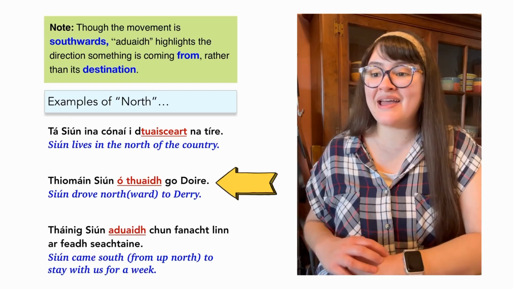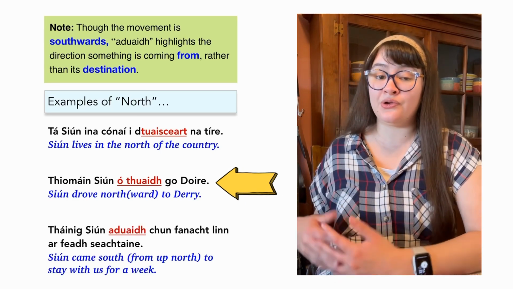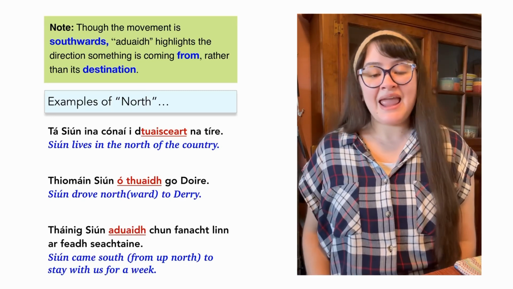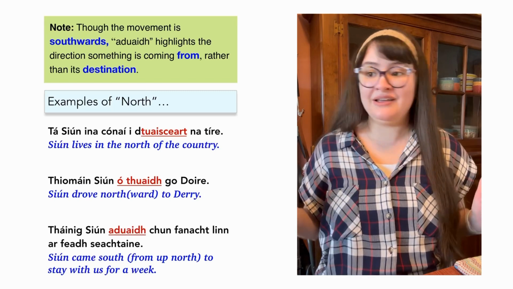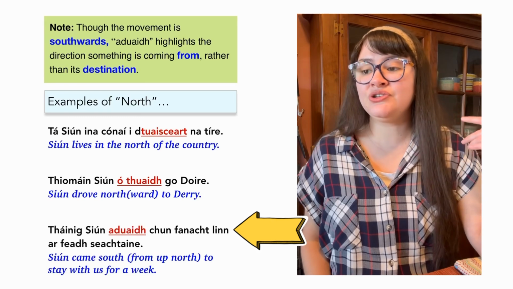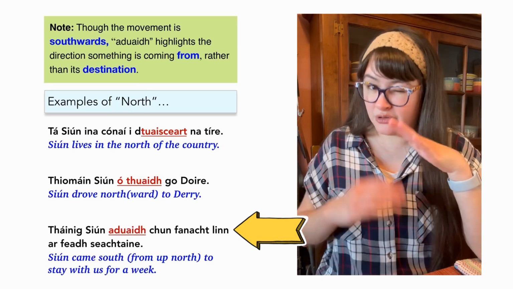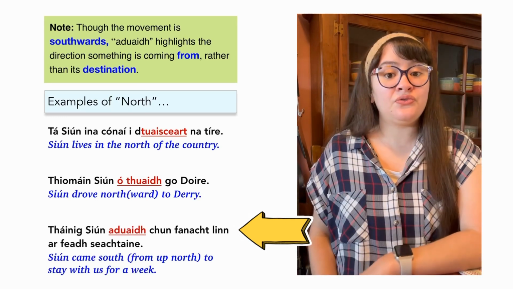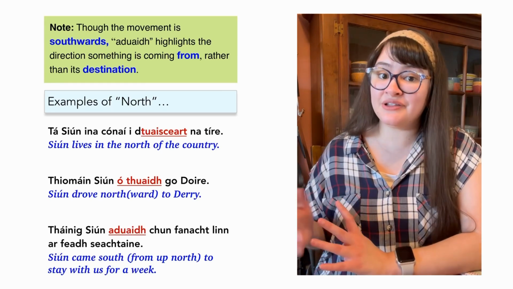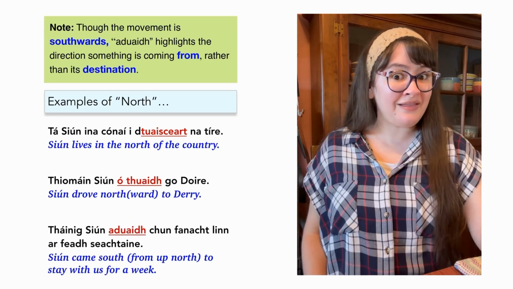For our next example, we have Hamwan Siún Ohue Gadeya. Siún drove north or northward to Derry. In this north, there's motion involved, and she's going toward Derry, so Ohue was the best choice. For our last example, we have Hanek Siún Adue Hun Funartlin or Faishartnia. Siún came south from up north to stay with us for a week. In this sentence, Adue was chosen because where Siún's coming from is being highlighted.